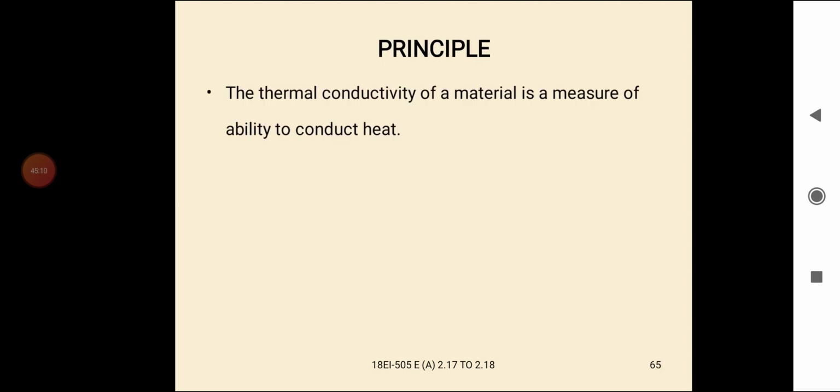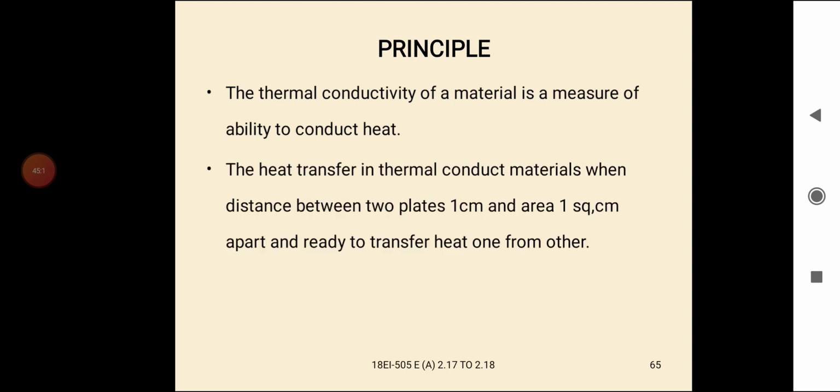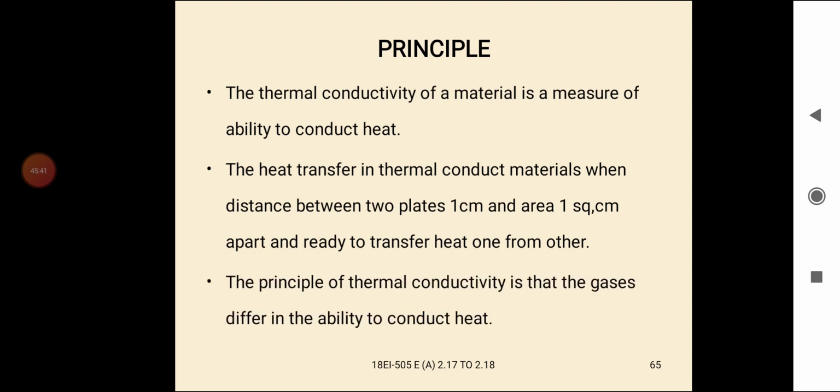Principle: the thermal conductivity of a material is a measure of its ability to conduct heat. Heat is transferred in thermally conductive materials when two plates, 1 centimeter apart with an area of 1 square centimeter, transfer heat from one to the other. The principle of thermal conductivity is that gases differ in their ability to conduct heat.